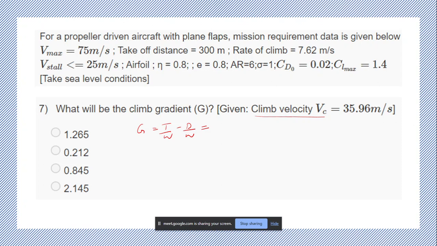This T minus D by W is what? If I multiply it with V, it is rate of climb. So it's nothing but rate of climb by V. This is sine gamma, right? We had written this. So you have the rate of climb, you have VC, it's very straightforward. Rate of climb is 7.62, VC is 35.96. Very good catch. What is the value here?